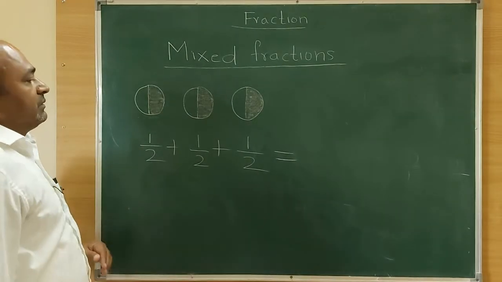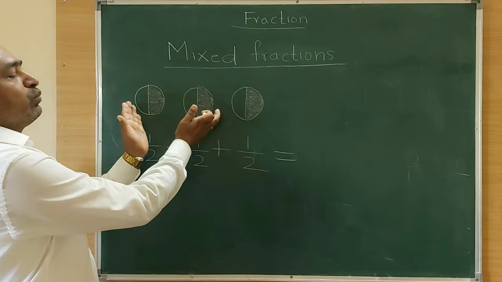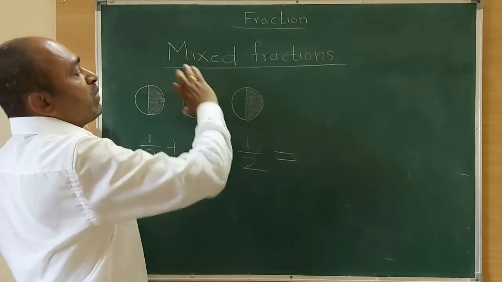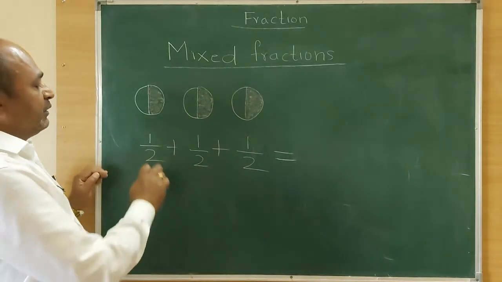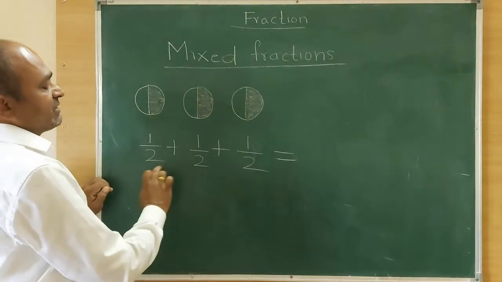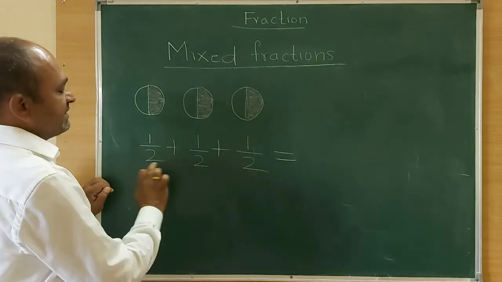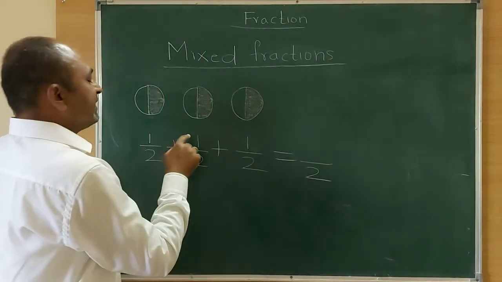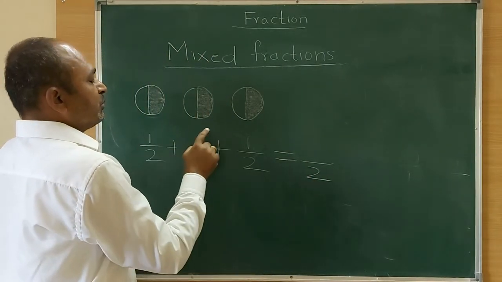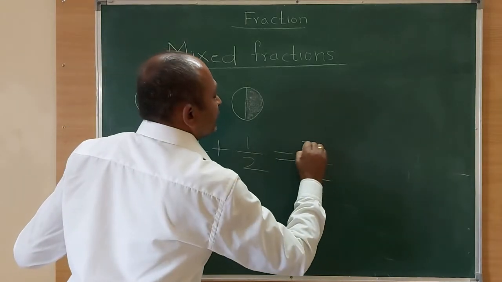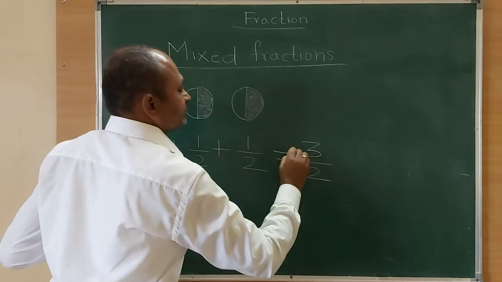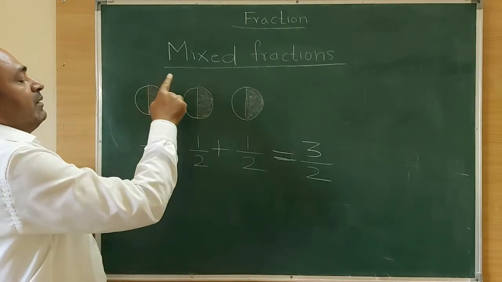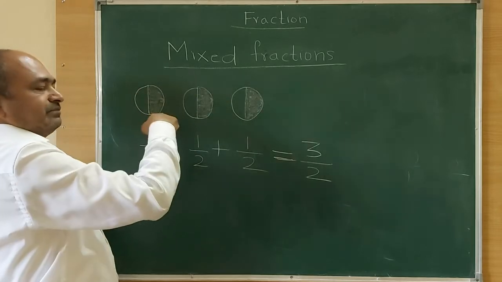So how much is it in total? Half plus half is 1. And again half means 1 and half. But here, these three fractions are like fractions, that is, their denominators are the same. So keep the denominator as it is, and only add their numerators. 1 plus 1, 2, 2 plus 1, 3. So 3 upon 2.